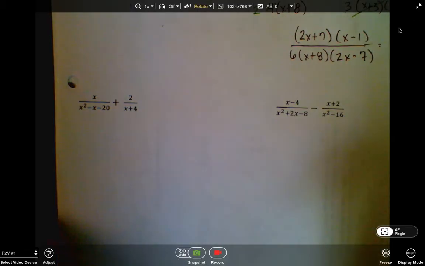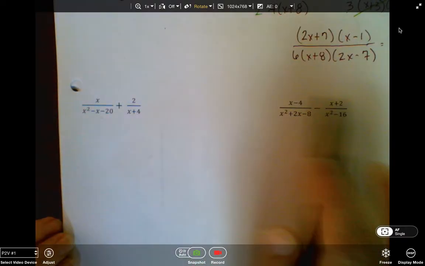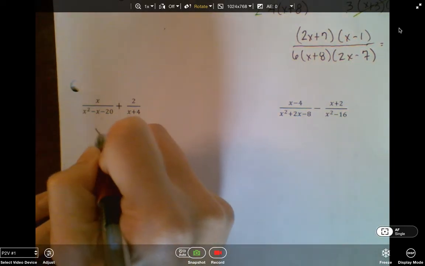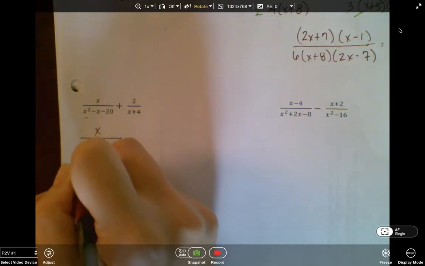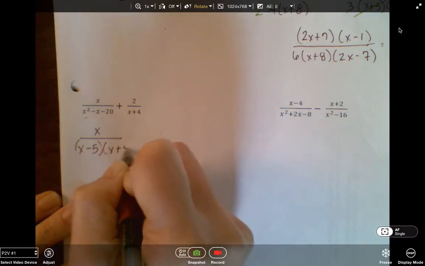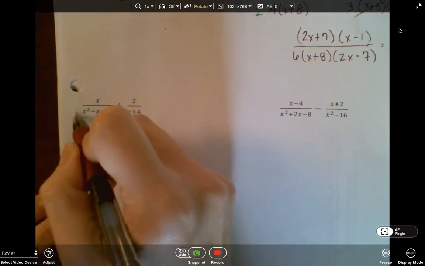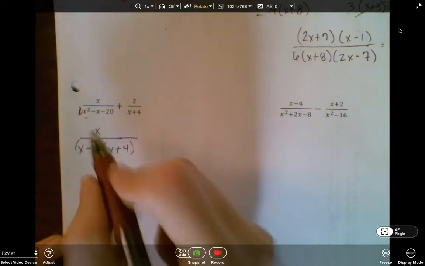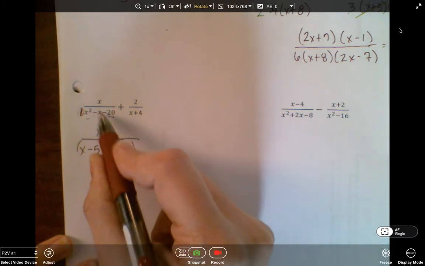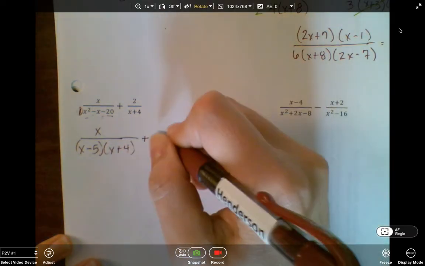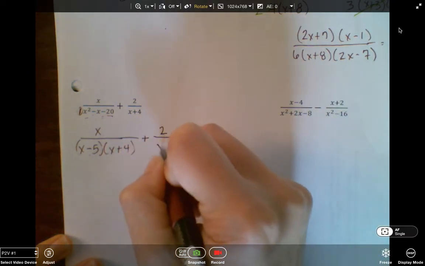Okay, so we're going to go ahead and review how to add and subtract them. The first thing we're going to do, same thing we always do, factor. So this is going to be x minus 5 and x plus 4. We need two numbers. Since my a here is just a 1, that makes this quite a bit easier. So we need two numbers that multiply together to make negative 20, but add to make negative 1. So that would be negative 5, positive 4. 2 over x plus 4.